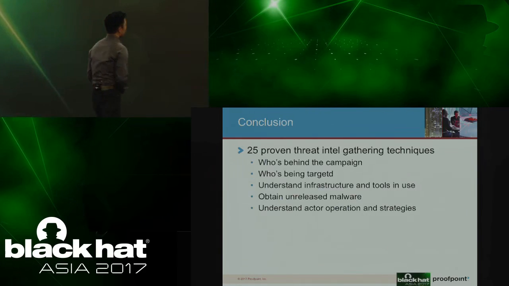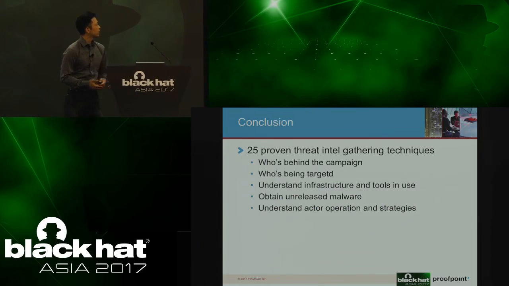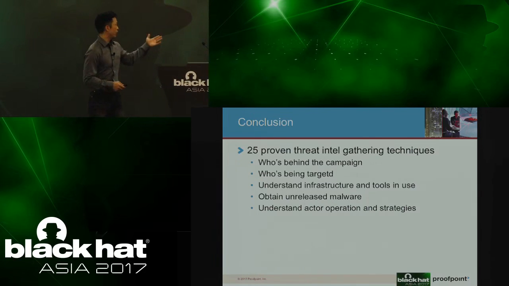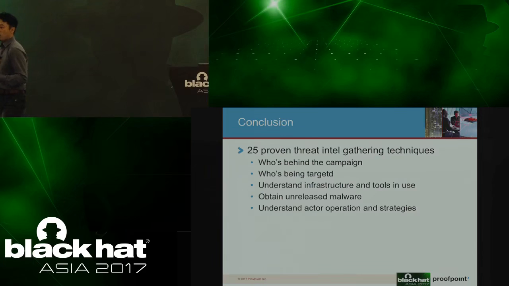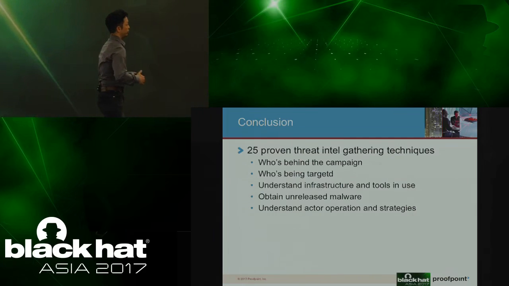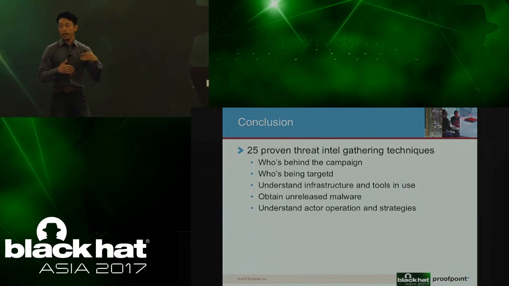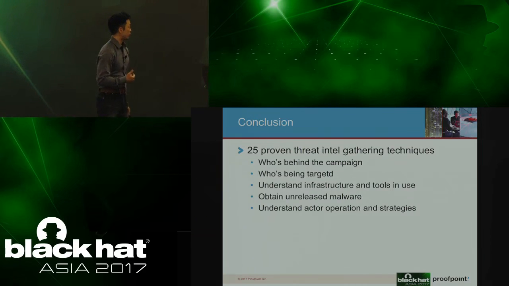Okay, conclusion. We have showed you 25 proven threat intel gathering techniques that would allow us to understand who's behind the campaign, who's been targeted, and understand infrastructure and tools in use. And this explains why in our research we're able to disclose all of their tools, their processes, and their infrastructures by using these techniques over a long period of time, tracking and doing attribution for the actors.